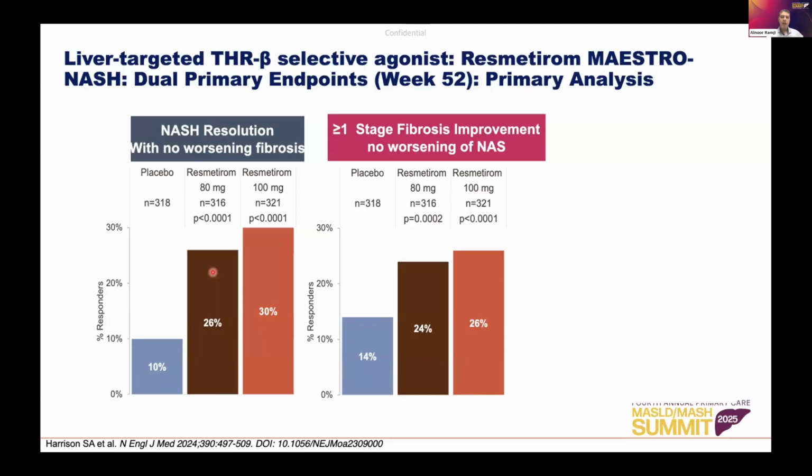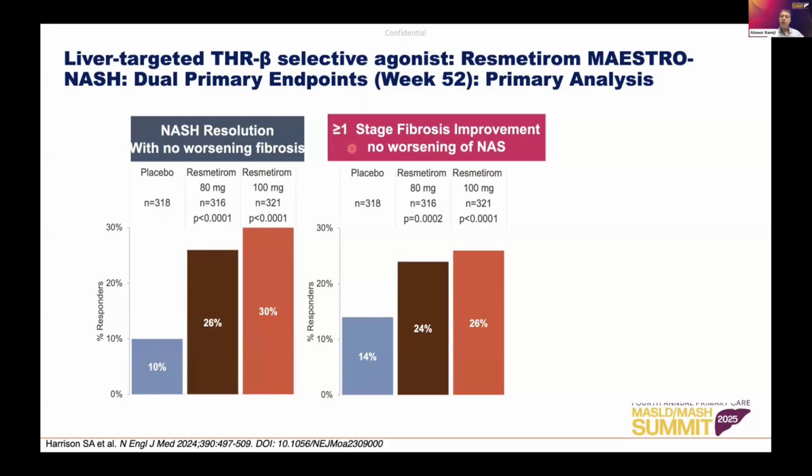This is the primary endpoints at week 52, looking at NASH resolution or improvement of one stage of fibrosis. And both these aspects are important. It's important that this is for patients with stage 2 or stage 3 fibrosis. First, we'll look at NASH resolution on the y-axis, percentage of responders, on the x-axis, placebo at 10%, and the resmetirom doses you see at 26 to 30% responders.